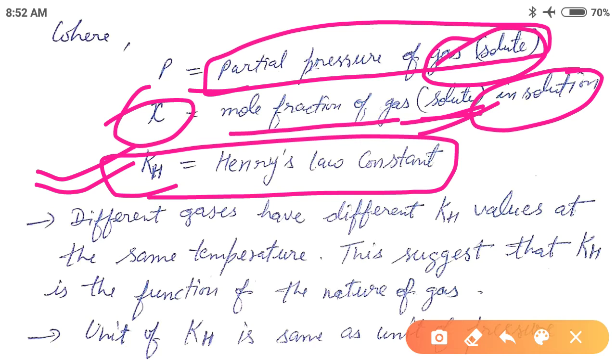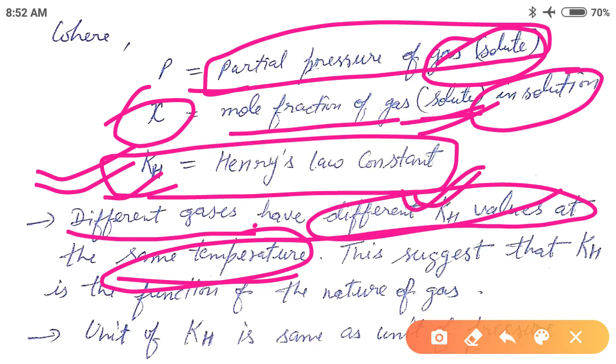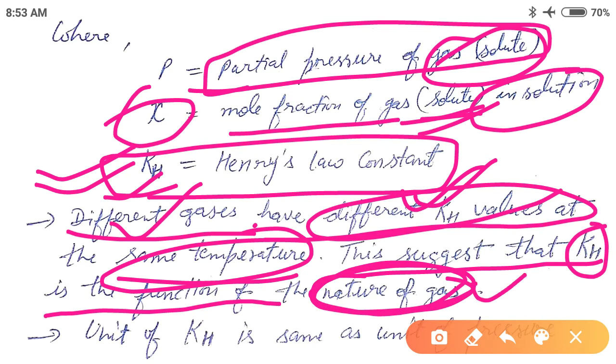Different gases have different KH values at the same temperature. Thus this suggests that KH is a function of the nature of the gas. It means the value of KH depends on the nature of the gas.